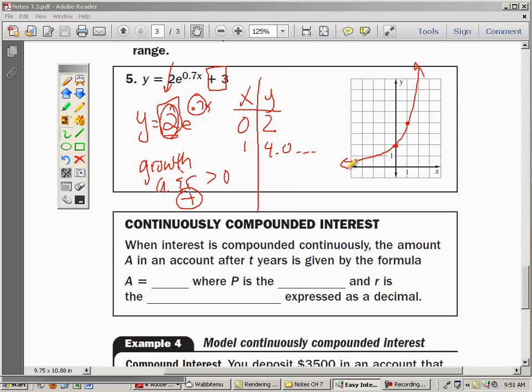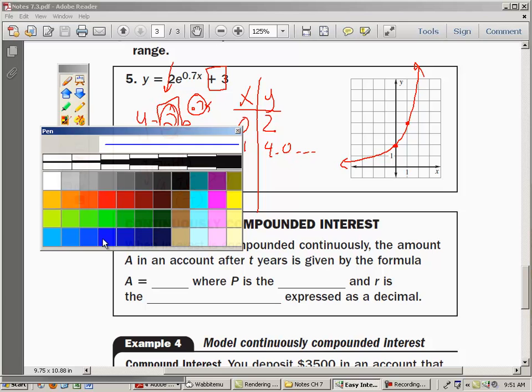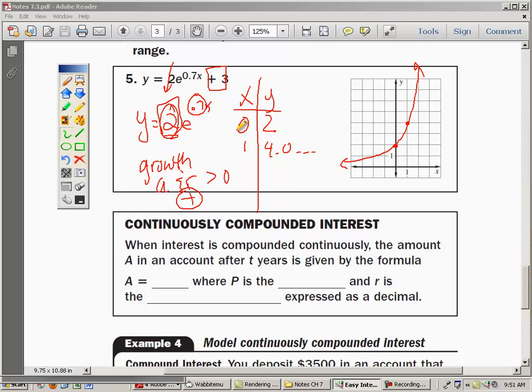And let's switch up colors here now, and let's go ahead and graph the other. Now, because this doesn't have anything affecting the x, it's not going to move left or right. It's just going to take all those values and move them up 3. Here was my original point. I'm going to go up 1, 2, 3, and I'm going to go up 1, 2, 3. And so my new function is going to look something like this.